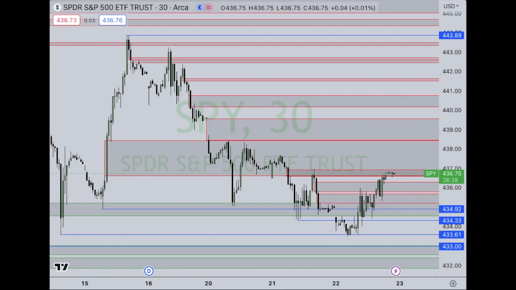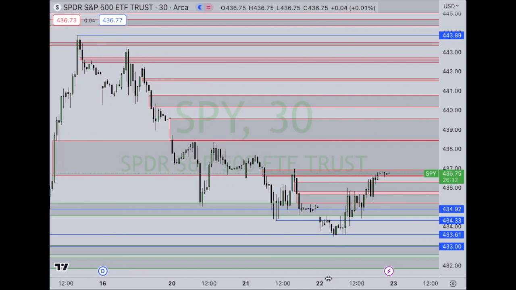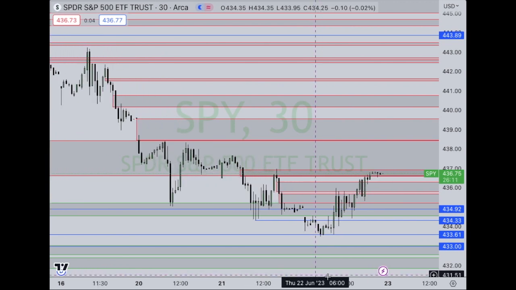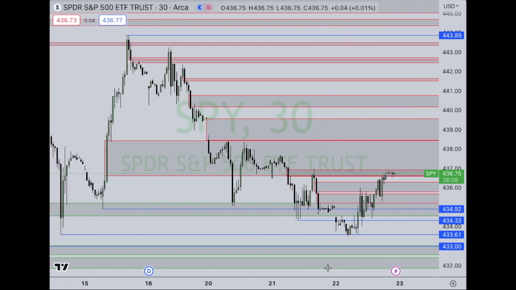What's going on, everybody? Today is Thursday, June 22nd, and in this video we're going to take a look at SPY and Apple from the 30-minute time frame. This is my chart entering Thursday, so I haven't made any edits whatsoever, but we'll go through candle by candle, and from there, we'll move on to Apple and go forward.